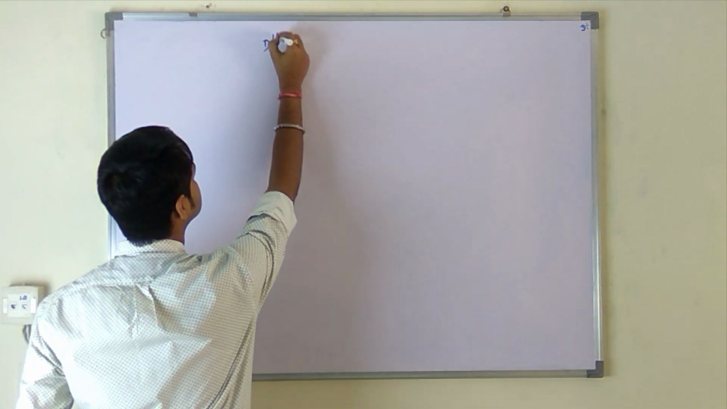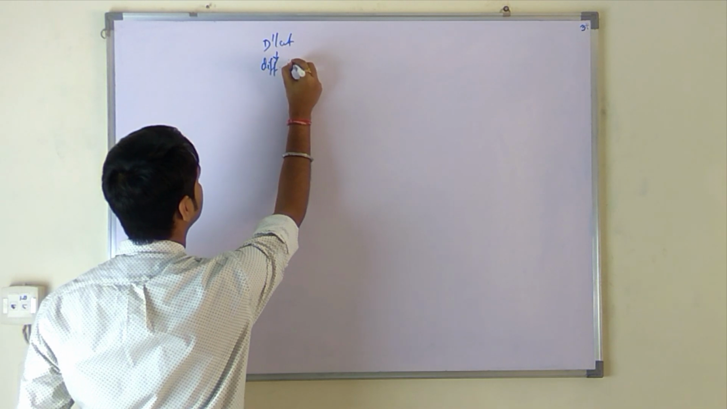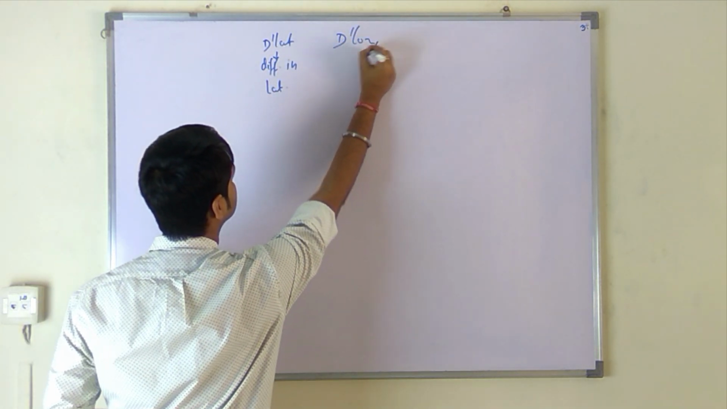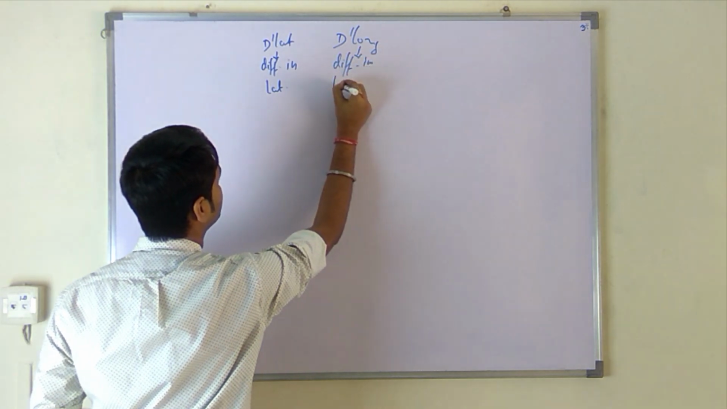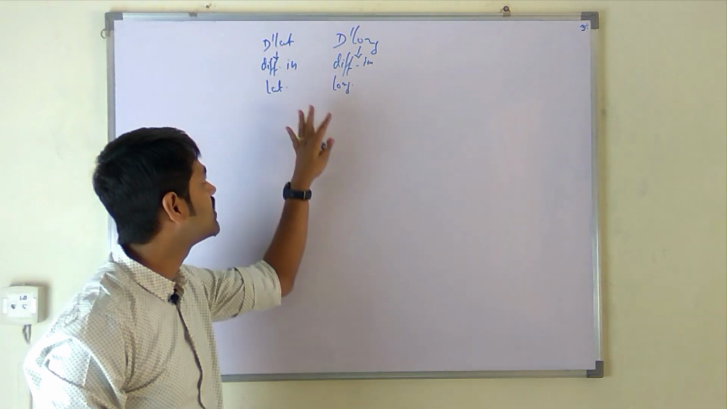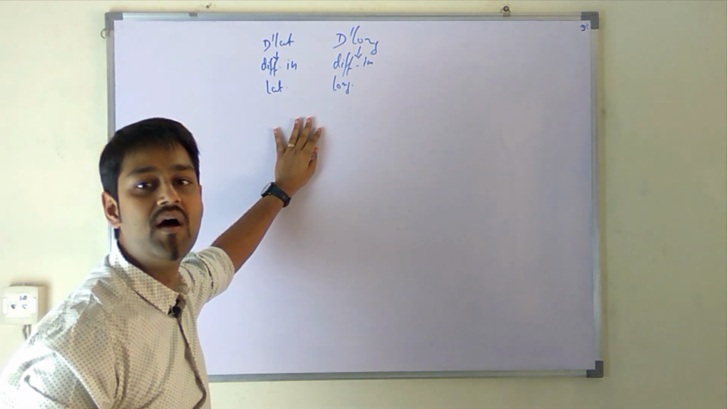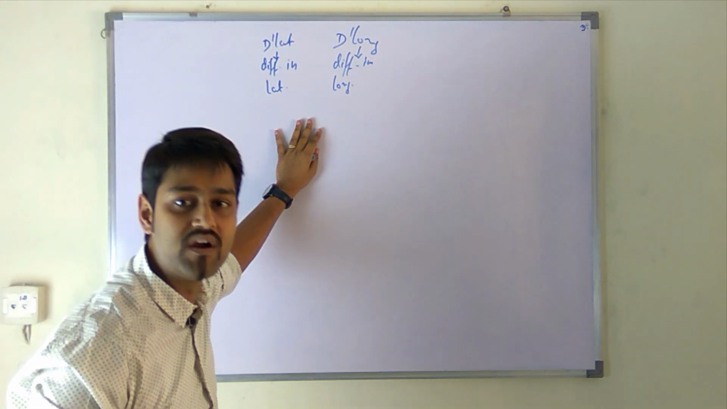Now DLAT is difference in latitude and DLONG is difference in longitude. Before moving forward, the very first thing you should understand about these two is that they are a combination of magnitude and direction of movement.